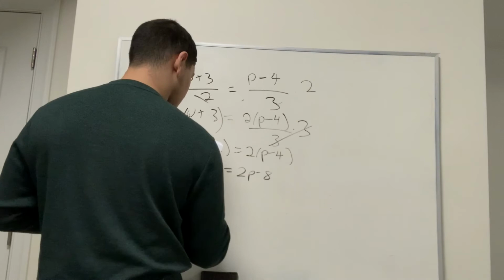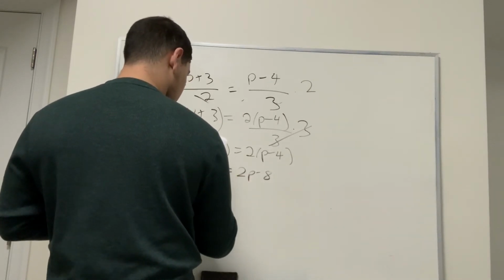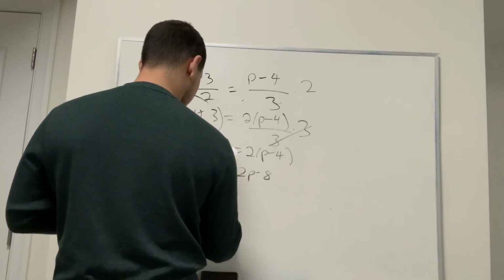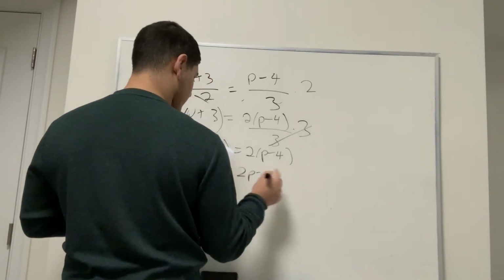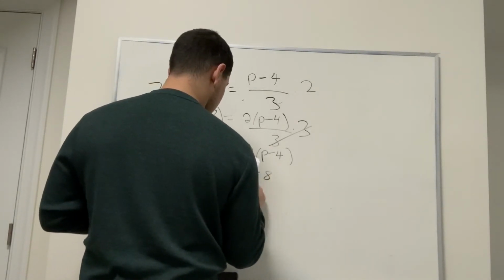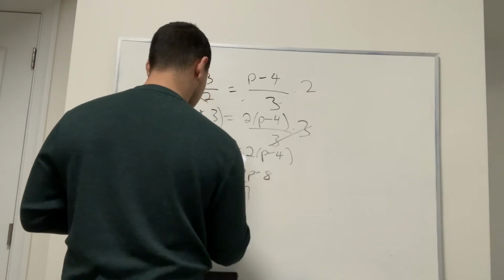Add 8 to both sides. Subtract 2p. I'm going to get 3p minus 2p is 1p. And then I'm going to subtract 9 from both sides, and I'm going to get negative 17.